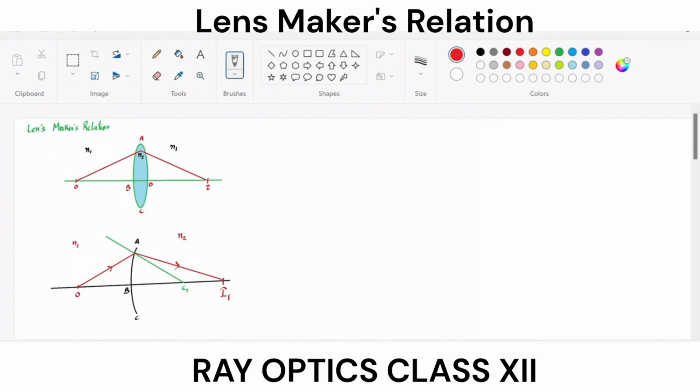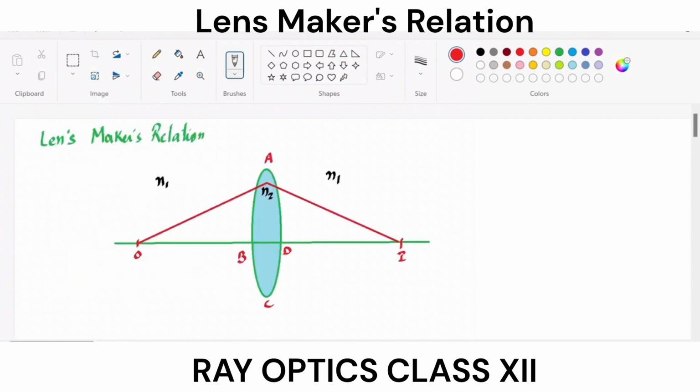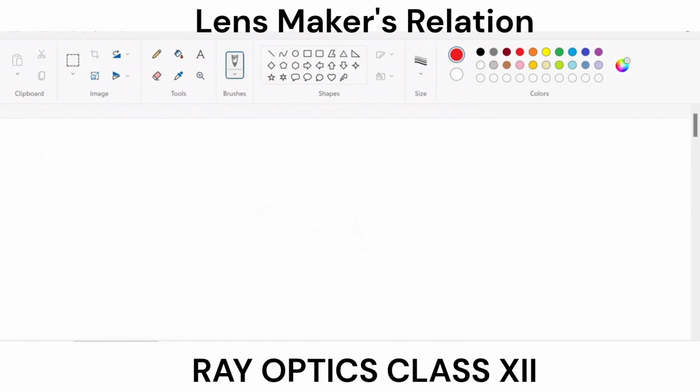So for ABC, N1 is on the left hand side, air, and for ADC, this whole thing is glass. Now it was supposed to make an image at I1. That's not a real image. This is not the image we get. I1 was the image which was supposed to be formed if there was no ADC. But do we have ADC? Yes, we have ADC now. So what will we do now? Let's form the third image over here.